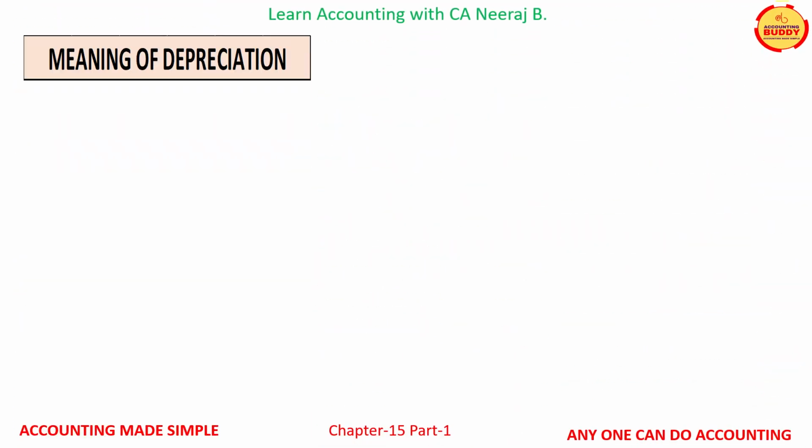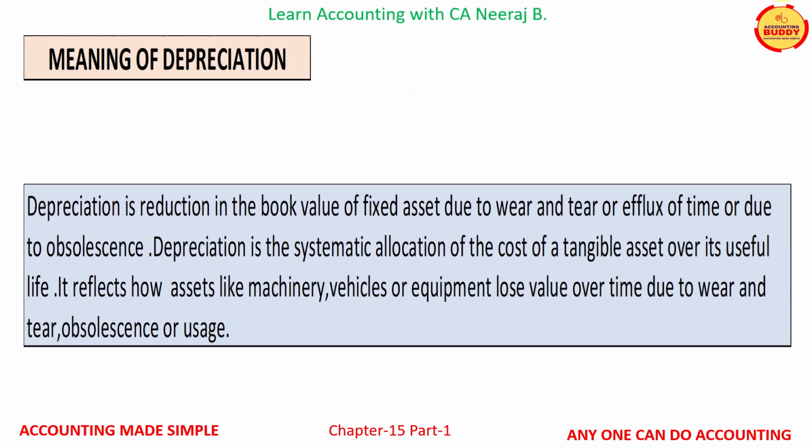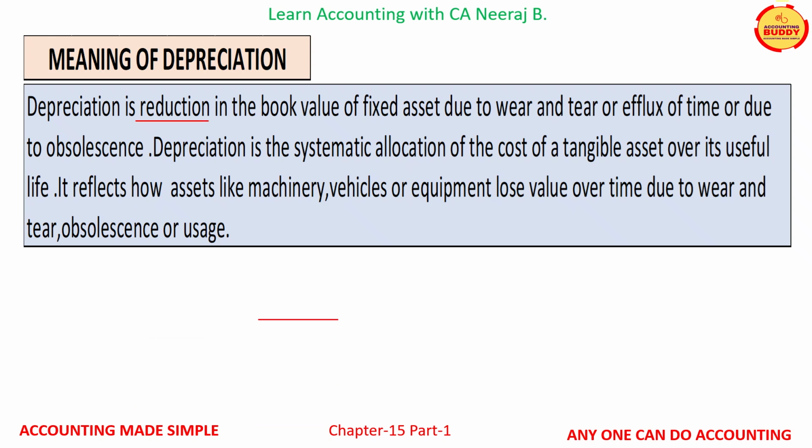Let us understand the meaning of the term depreciation. Depreciation is reduction in the book value of fixed asset due to wear and tear or efflux of time or due to obsolescence. Depreciation is the systematic allocation of the cost of a tangible asset over its useful life.